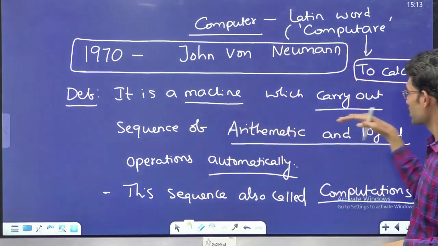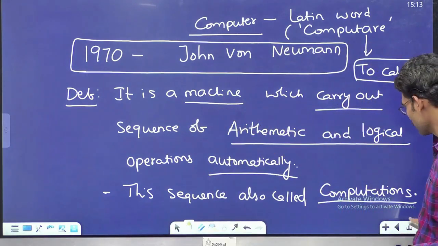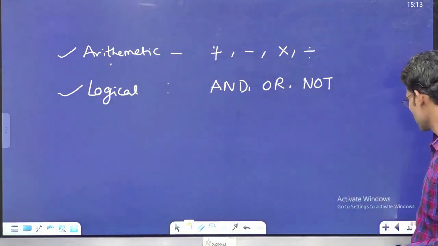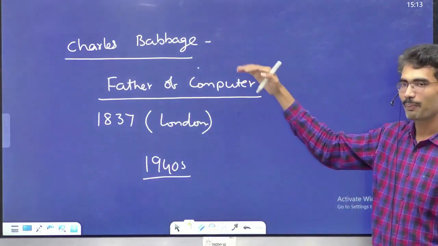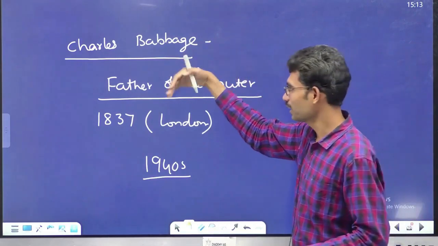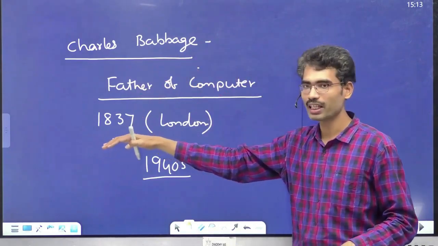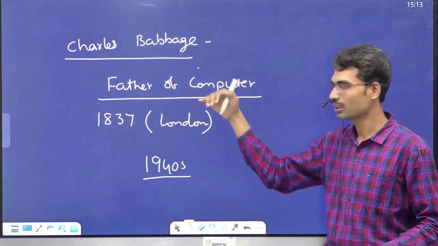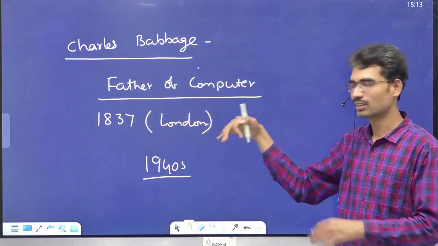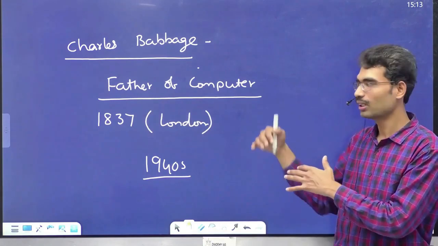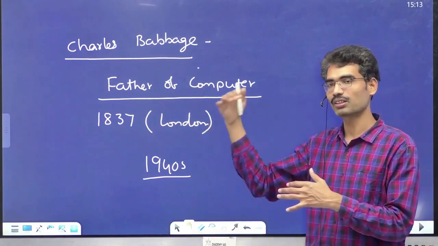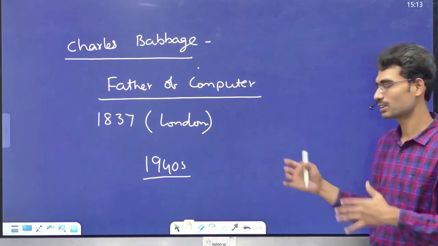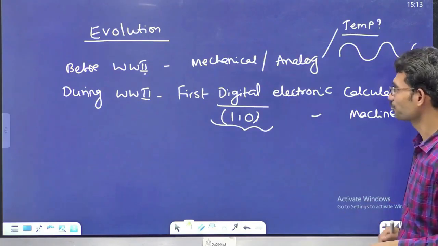It is a machine which carries out a sequence of arithmetic and logical operations. These are the two things: arithmetic means this, logical means this. And Charles Babbage, in the 19th century itself, gave some kind of system. He is considered the father of the computer, and from the 1830s onwards, a little bit of development was going on. By 1970, after almost 150 years, we have seen huge, tremendous improvement in the computer industry.